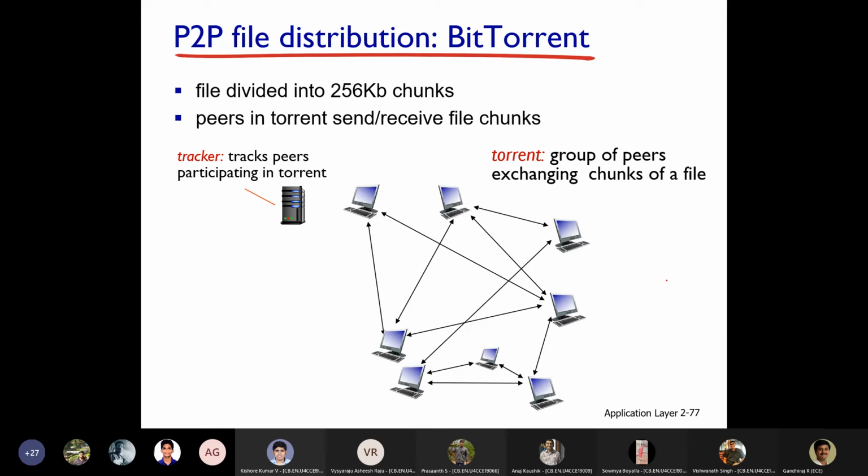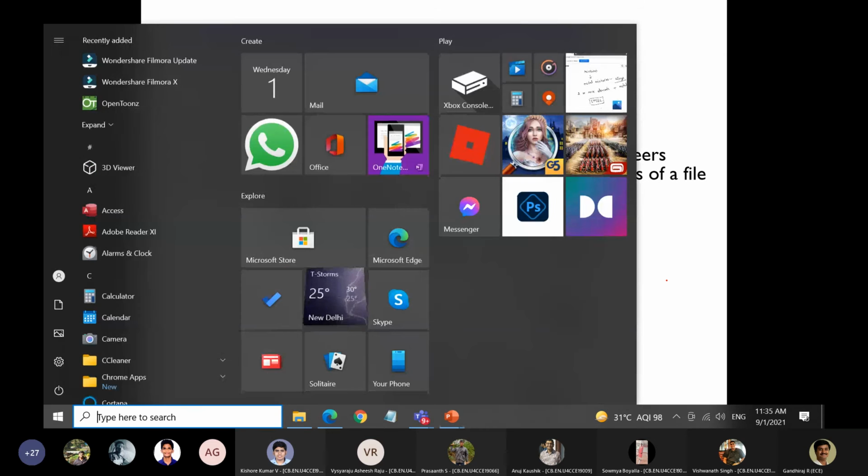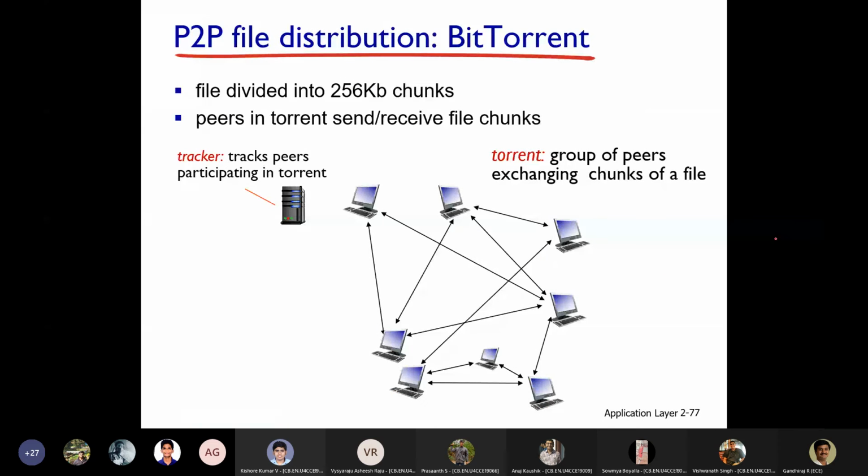So the application which we have installed on our system, like uTorrent, or these other applications, if you open that application, you can see there is a provision to control the uploading capacity and downloading capacity of our system, because our resources are going to be utilized for peer-to-peer communication. So we can control that through the application.